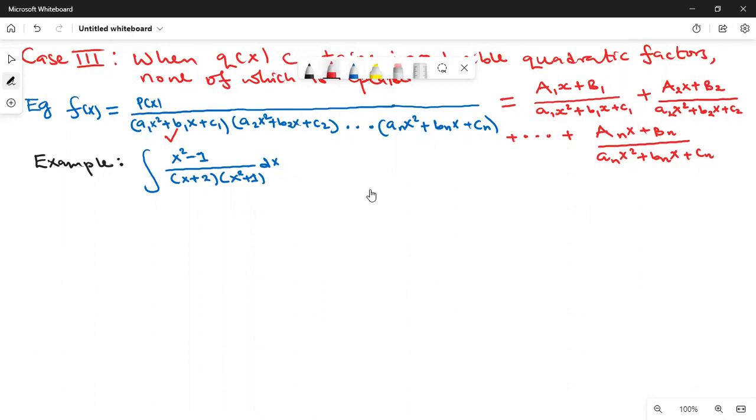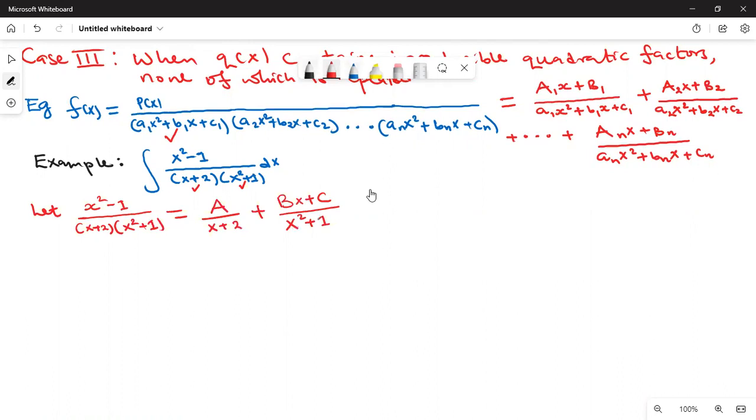So what you do, as usual, you will say, of course, x plus 2 is a linear factor, and this other one is a quadratic factor. So we are going to say let x squared minus 1 over x plus 2 times x squared plus 1 be equal to, now the first factor is linear, so we expect the numerator to be a constant. Let's call it A over x plus 2. The other factor, x squared plus 1, is quadratic, so that will give rise to a linear expression in the numerator, so that is Bx plus C over x squared plus 1.